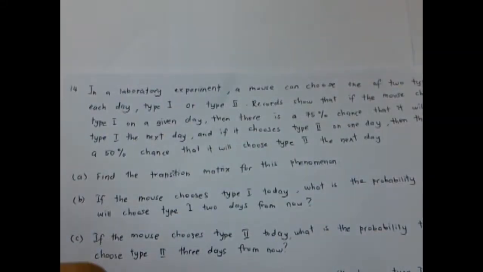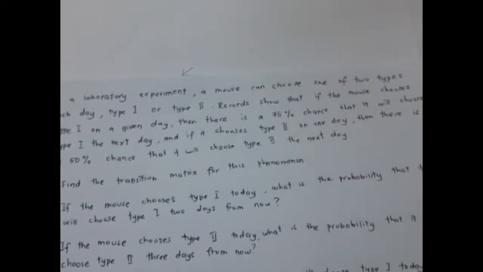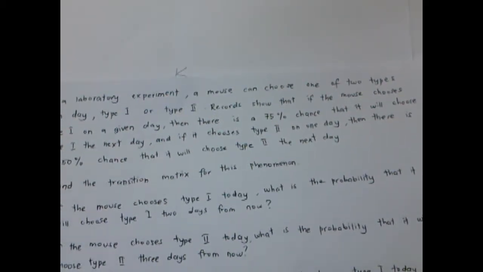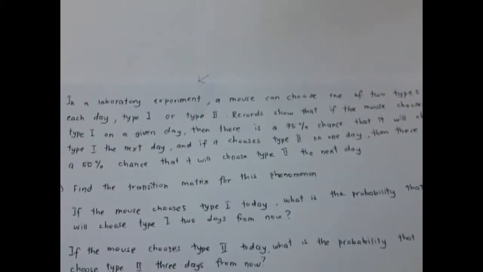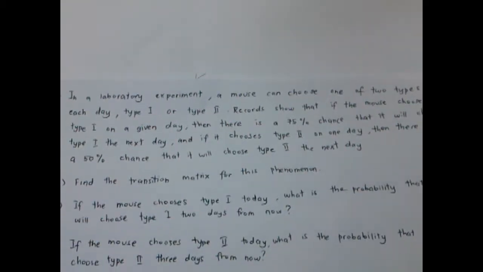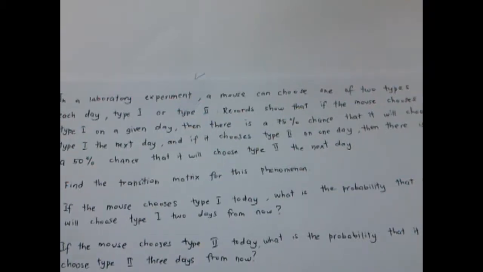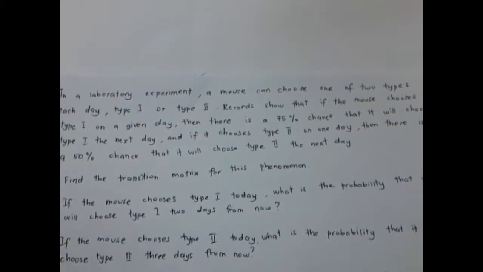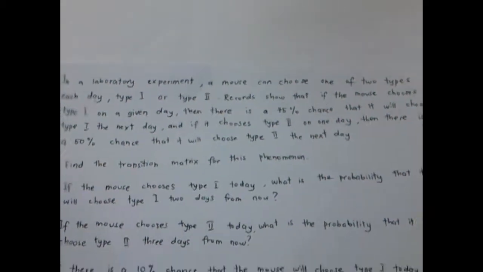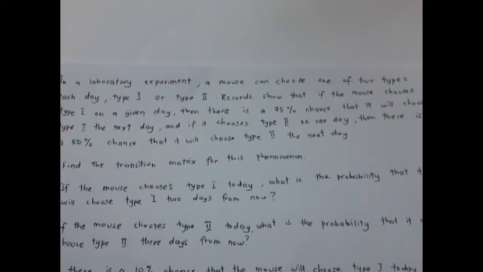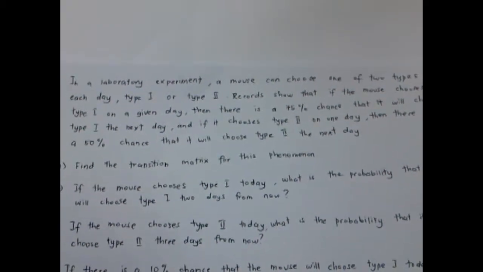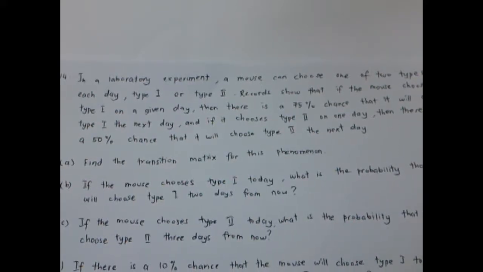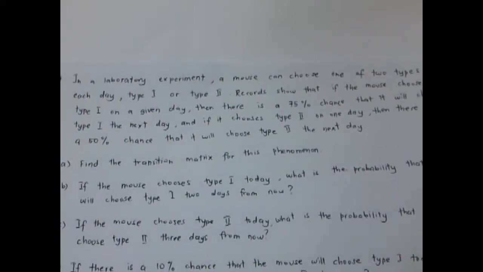A mouse can choose one of two food types each day, type 1 or type 2. Records show that if the mouse chooses type 1 on a given day, then there is a 75% chance that we choose type 1 the next day. And if it chooses type 2 on one day, then there is a 50% chance that we'll choose type 2 the next day. So the first question is, find the transition matrix for this phenomenon.